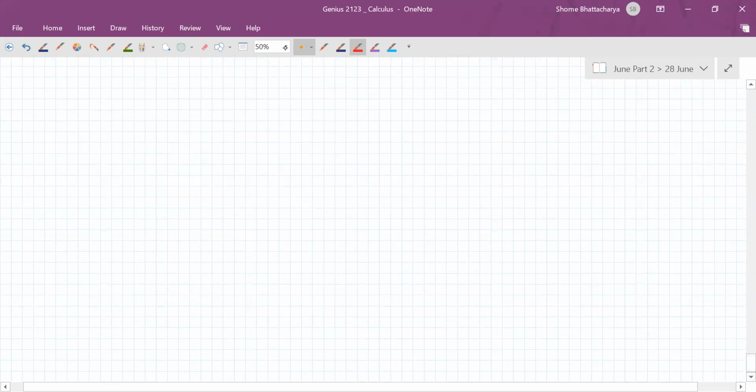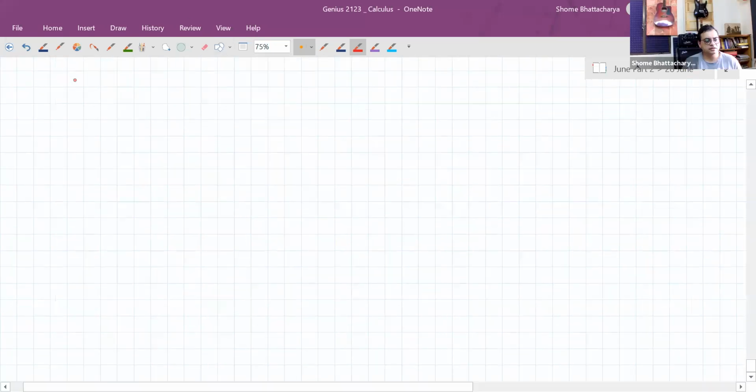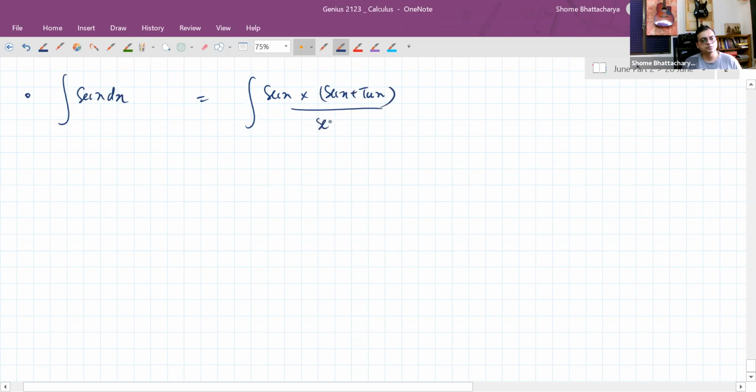Okay, now, for example, even the other standard trigonometric integrations like integration of sec x can be done by substitution, but using a manipulation. And that manipulation is a bit tricky. So what you do is just arbitrarily you multiply this with the term sec x plus tan x divided by the term sec x plus tan x.